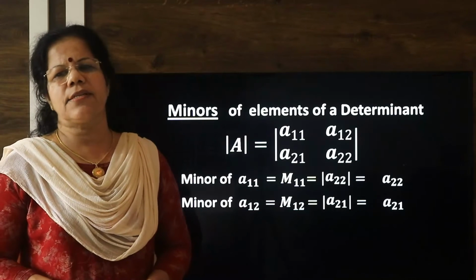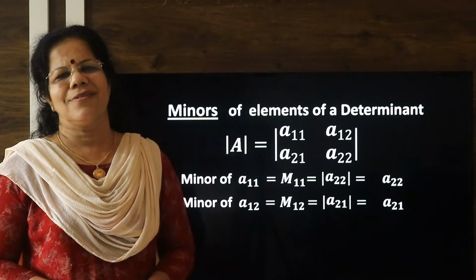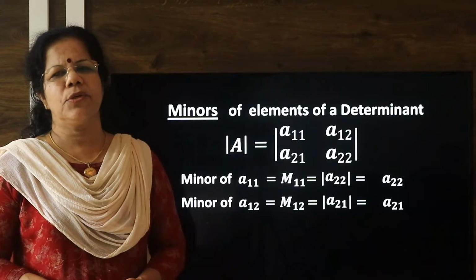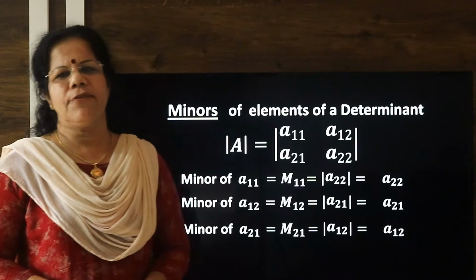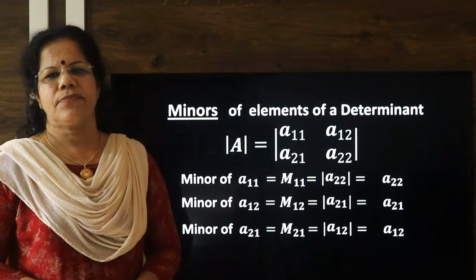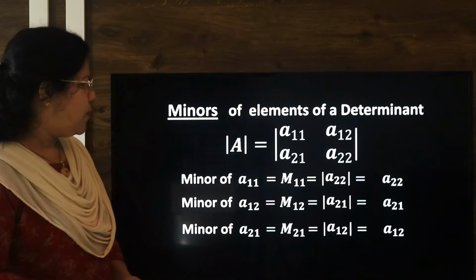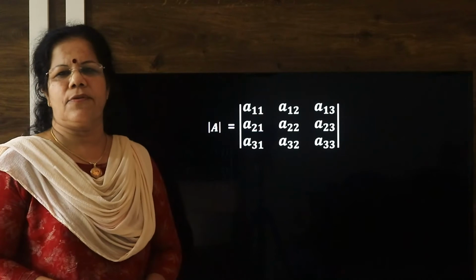So you can tell what is the minor of A21? Good. It is A12. Then the minor of A22 is A11. Right? Now, the minor of A22, all the four are done.